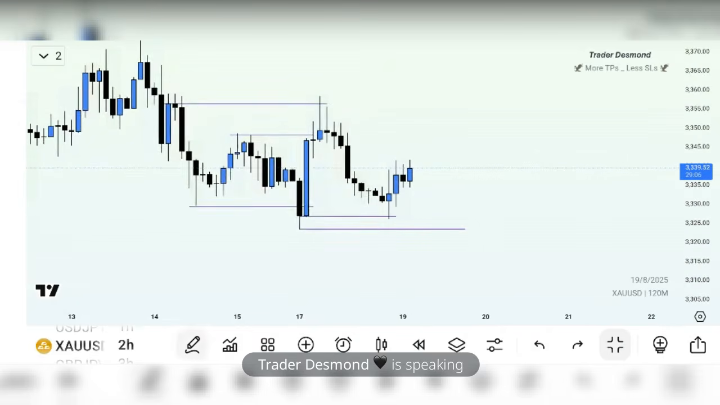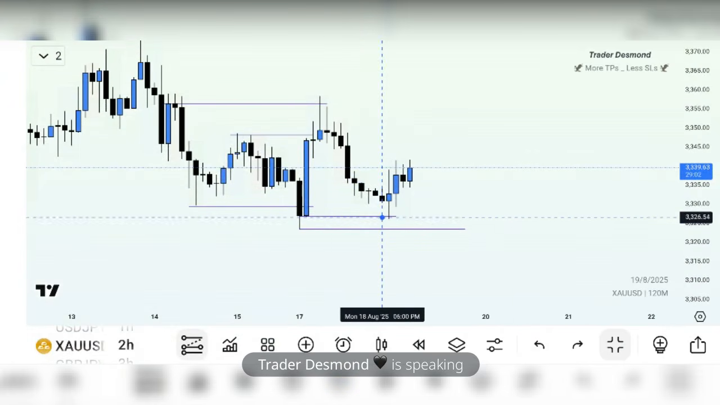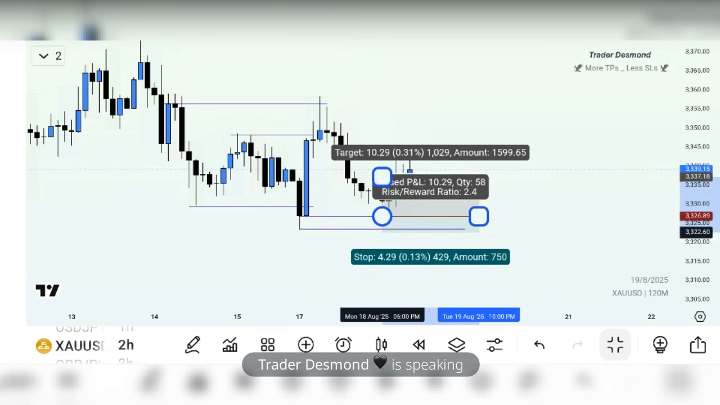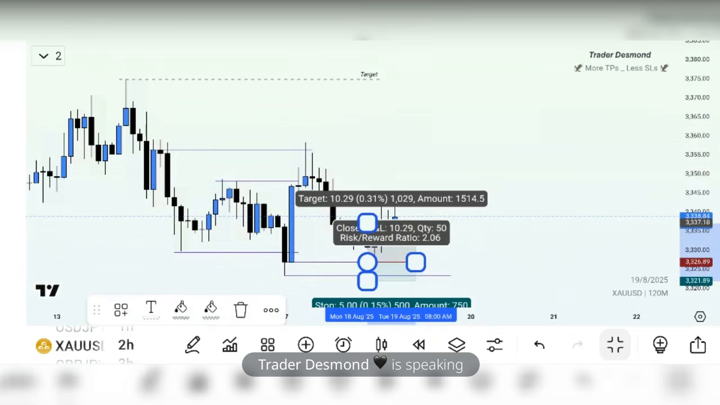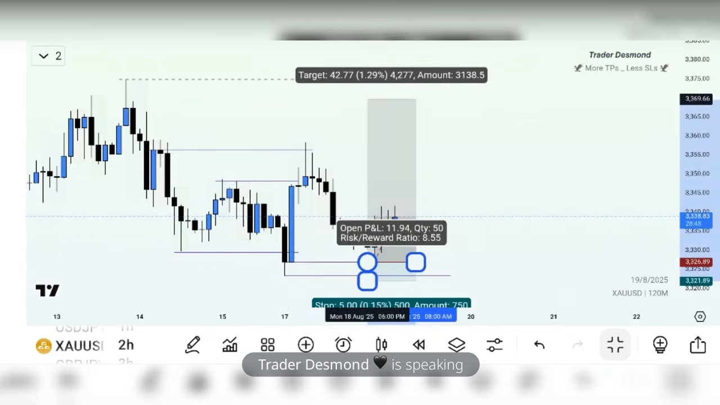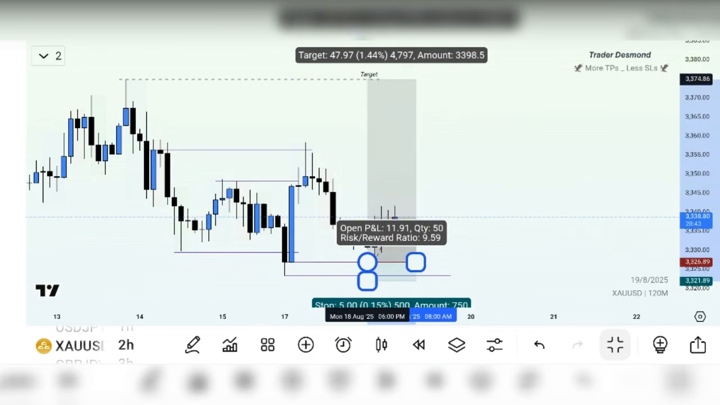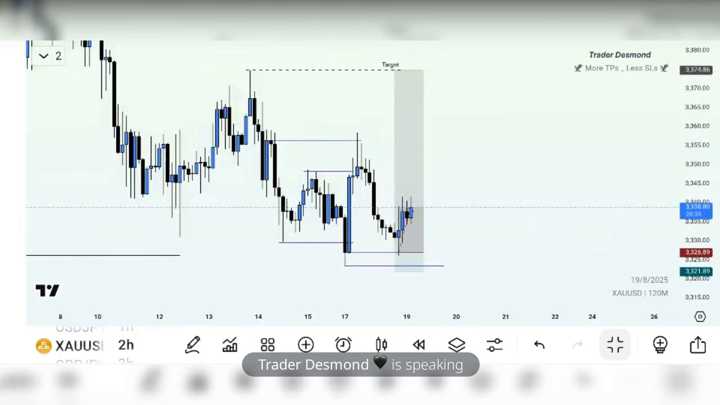So if I decided to take this setup, this could have been what I would have shared with us. Instead of making my pips 4, I'll just make it 5. That is my minimum pips on gold. In fact, this time around, I'm not targeting this high again. I'm targeting this particular high. It would have been like this for us.